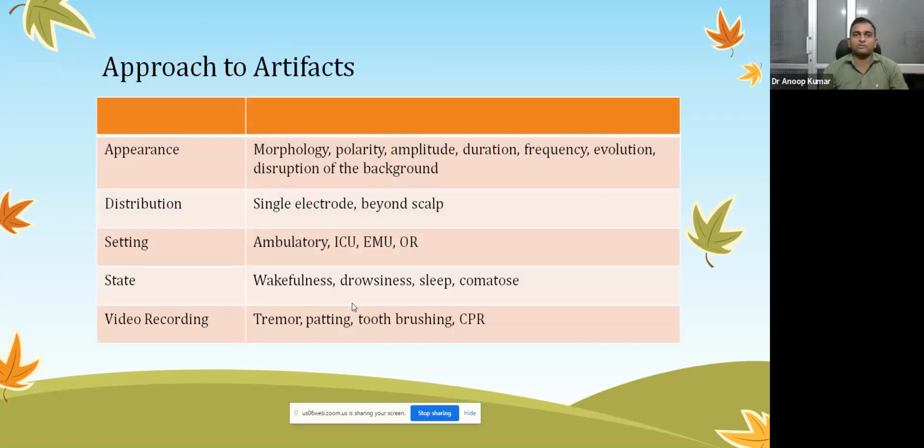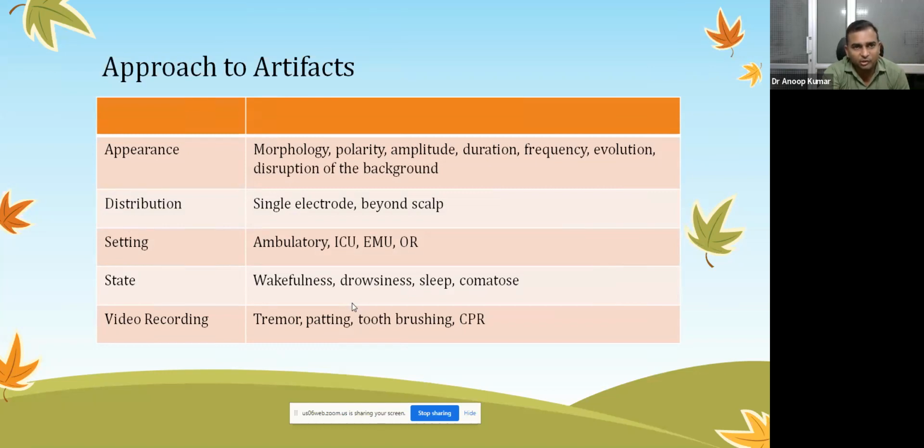So how do you approach artifacts? Actually, we have to see the first appearance. What is the appearance of the artifactual wave? What is the morphology, polarity? What is the amplitude and duration, frequency, evolution? And is it disrupting the background? Or what is the distribution, whether it is limited to a single electrode or it is going beyond the scalp, meaning thereby it is coming in all the electrodes.